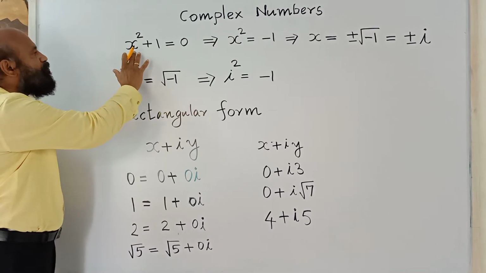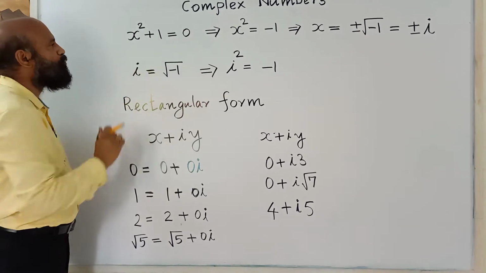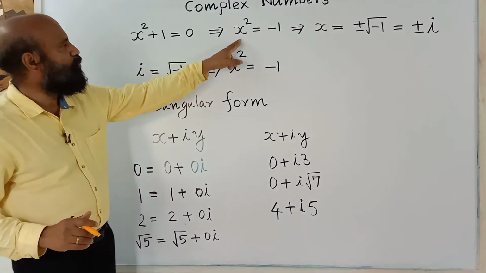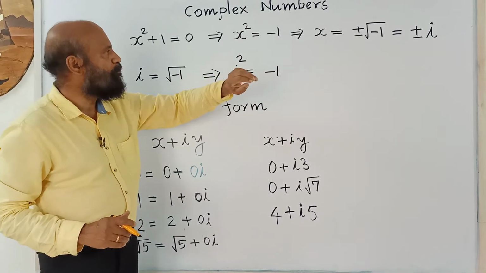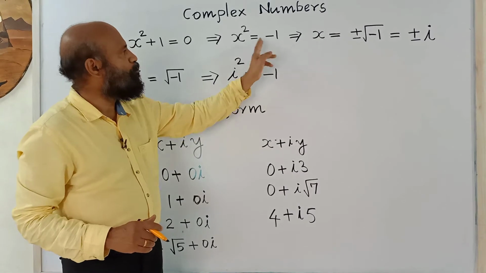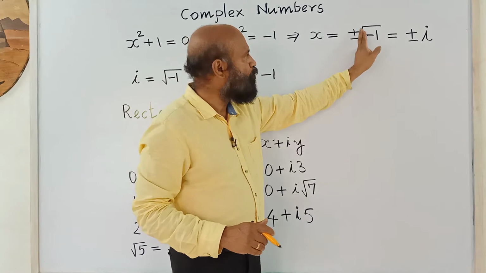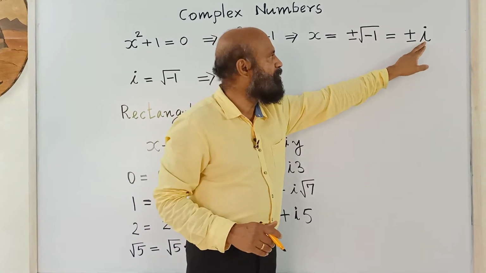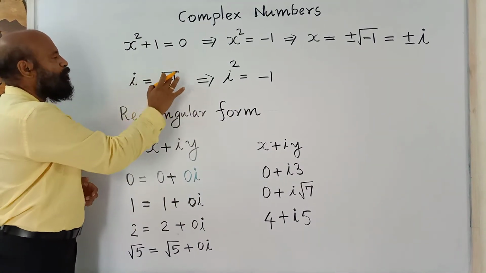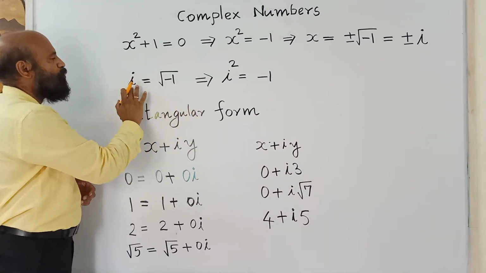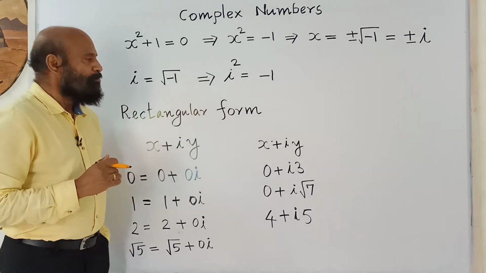We have seen that there is no real solution for this equation, x square plus 1 is equal to 0. Take the plus 1 to the other side, so x square is minus 1. There is no real number whose square is minus 1. So when you take the square root on both sides, x is equal to plus or minus square root of minus 1. The square root of minus 1 is represented as i. So i is square root of minus 1. When you square both sides, i square is minus 1.